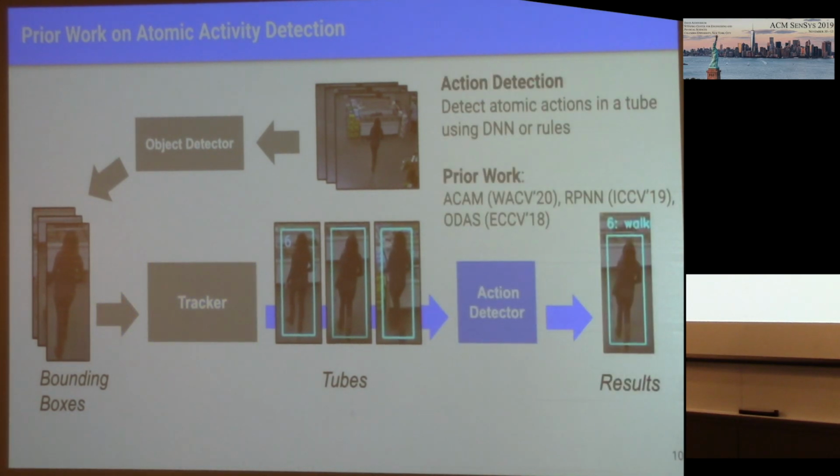And the next thing is the action detector. It gets fed from the different tubes, and for each tube, the action detector will process the frames and output the most probable action that is happening currently.